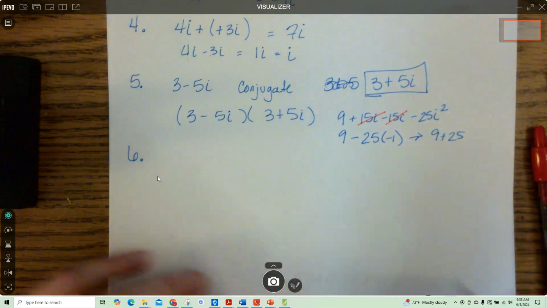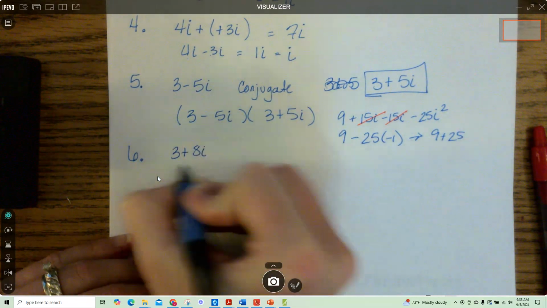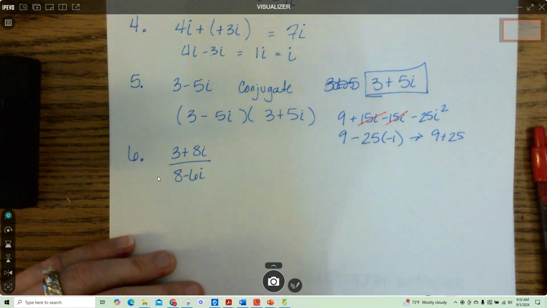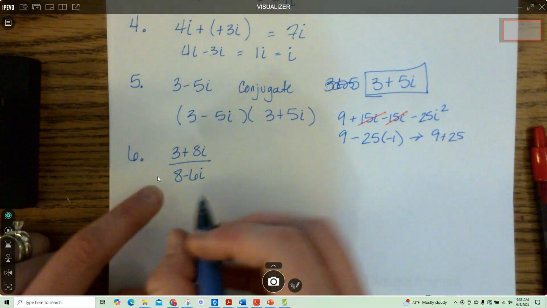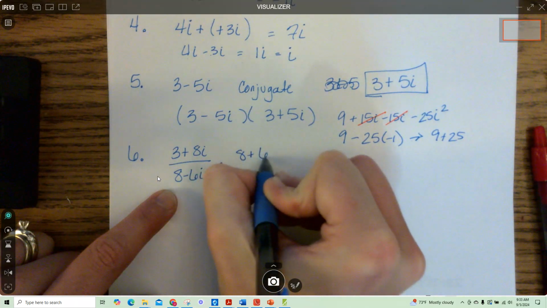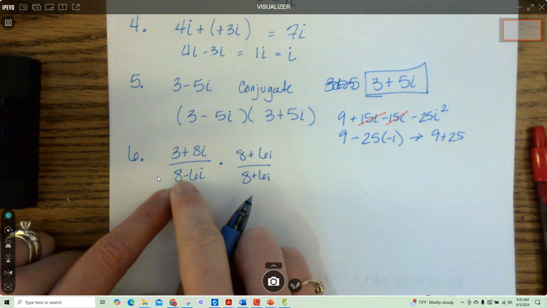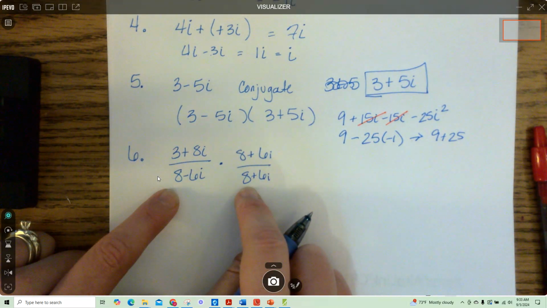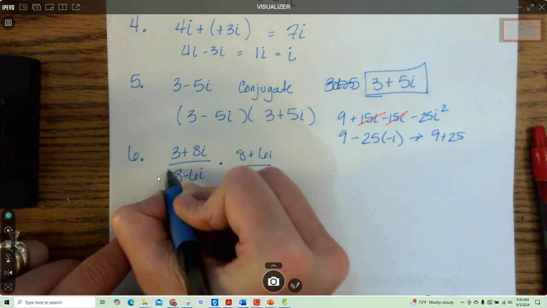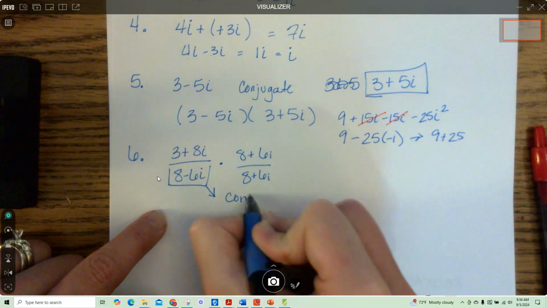All right, Shelby, your number 6. The division 3 plus 8i over 8 minus 6i is performed by multiplying the numerator and denominator by the conjugate. So this is where that comes into play. We would multiply this by the conjugate, which would be 8 plus 6i, and that way we eliminate that imaginary number on the bottom. It should be the conjugate of whatever your denominator is. That's right.